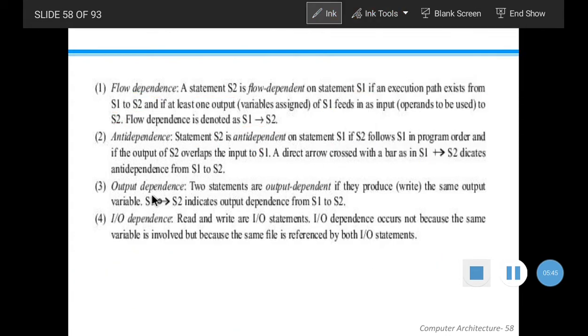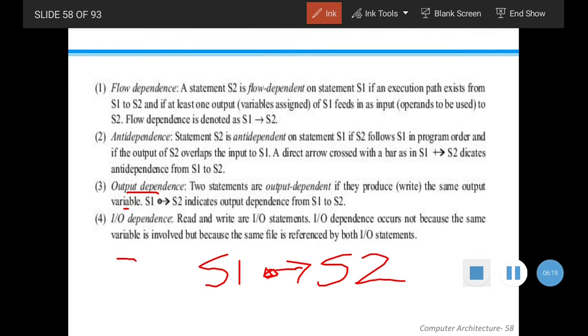Similarly, we have output dependence. Two statements are output dependent if they produce the same output variable. It is denoted by a small circle with an arrow mark. Next we have input output dependence, where the dependence arises not because of the same variable but because of the same file referenced by the input statements. We will check all the data dependencies with an example, then you can understand what these statements actually are. Shall we move to the next slide?